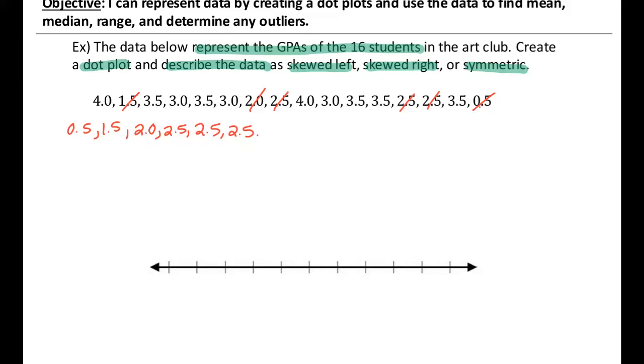And then for 3.0s, I have 1, 2, 3 3.0s. 3.5s, I have 1, 2, 3, 4, 5 3.5s.